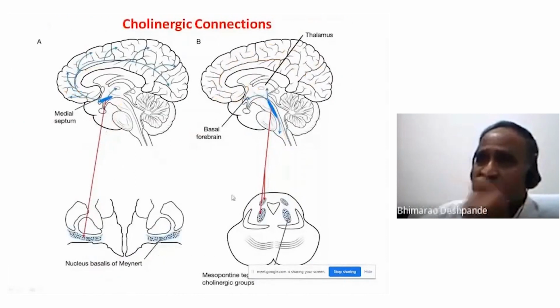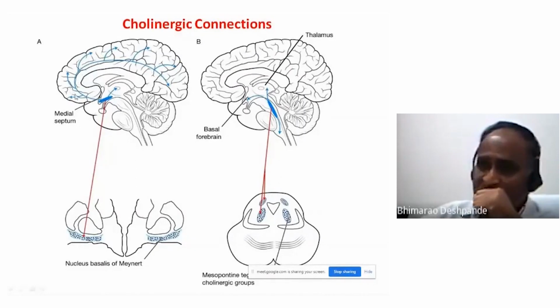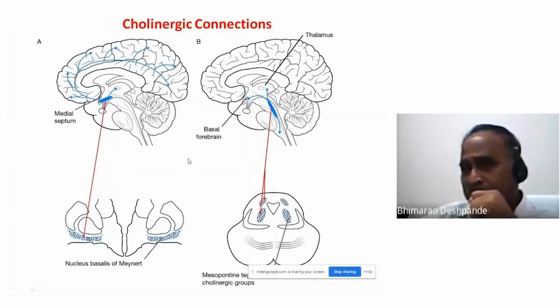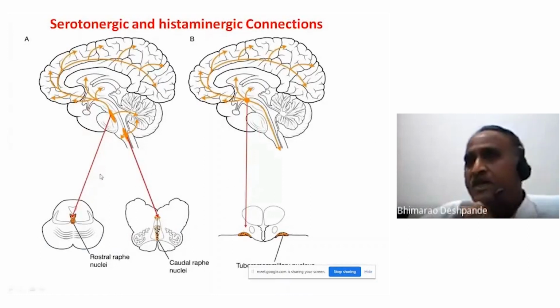Then come the cholinergic connections. I have already explained. The cholinergic connections have a septal nucleus and the basal nucleus. The basal nucleus is for memory, especially the prefrontal cortex. It is associated with the limbic connections. So that would keep the entire cholinergic component. Then we have the serotonergic and histaminergic components. This forms the histaminergic component, and these two are associated with the sleep and wakeful states.